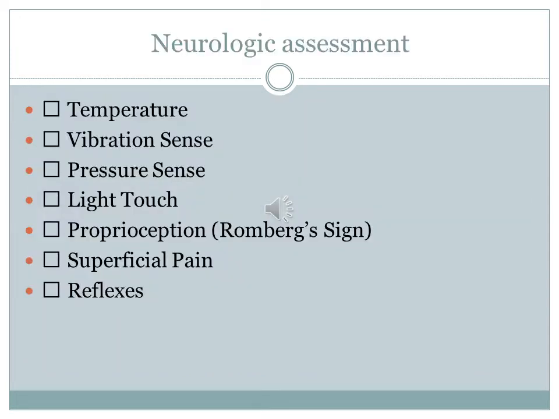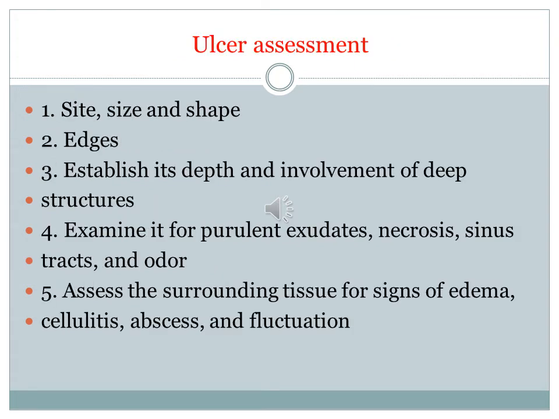Assessment of a patient with sensory diabetic foot: look for temperature of the foot, vibration sense, pressure sense, light touch, proprioception, superficial pain by pinprick, and reflexes. Assessment of an ulcer: size and shape of the ulcer. Edges, establish its depth and involvement of deep structures. Examine for purulent exudate, necrosis, sinus tract, and odor. Assess the surrounding tissue for signs of edema, cellulitis, abscess, and fluctuation.